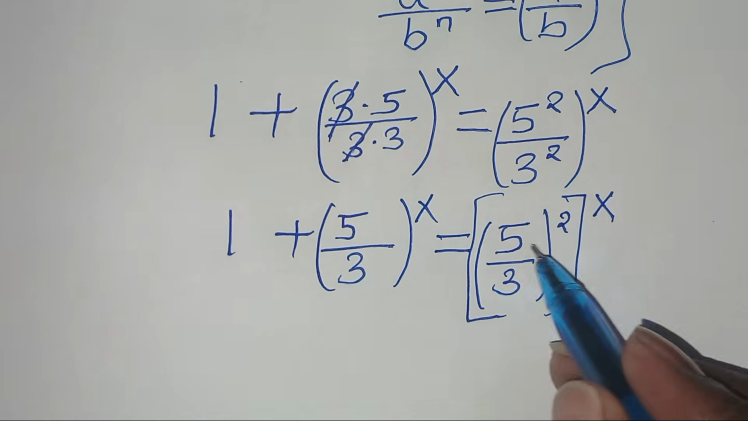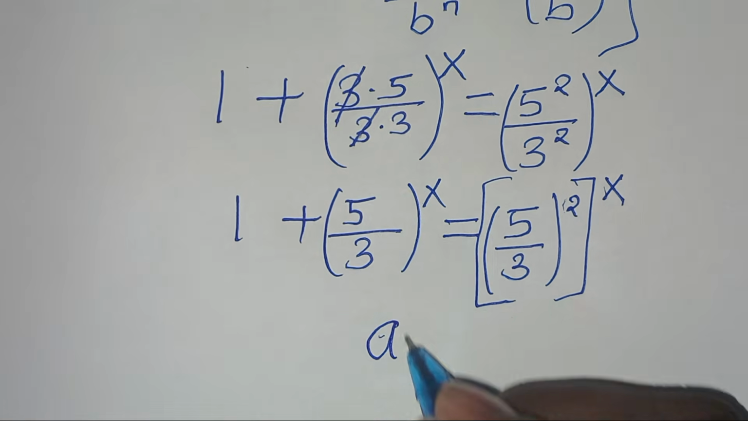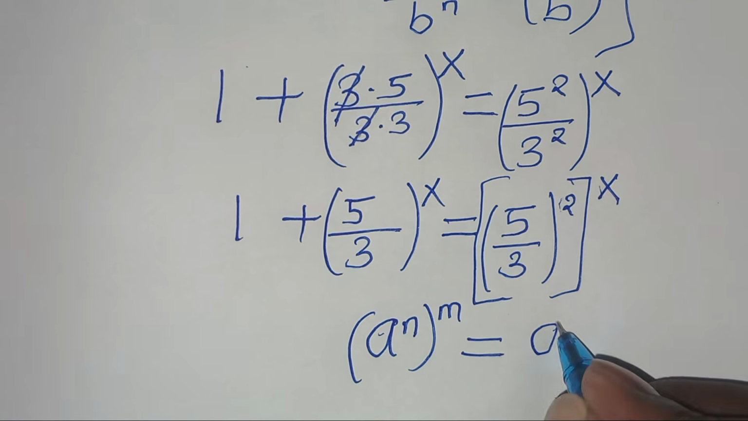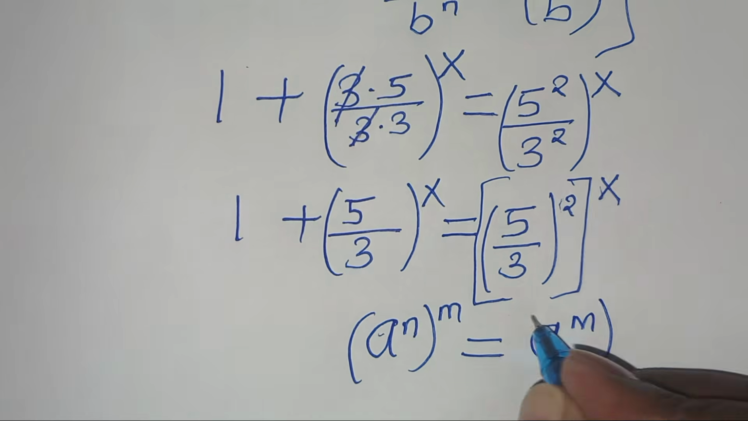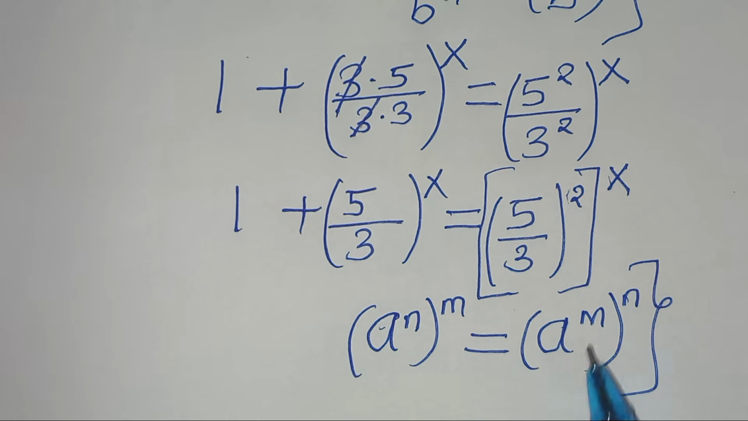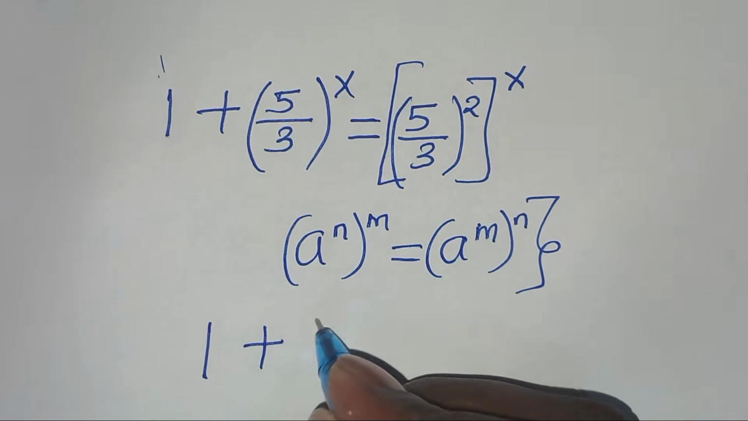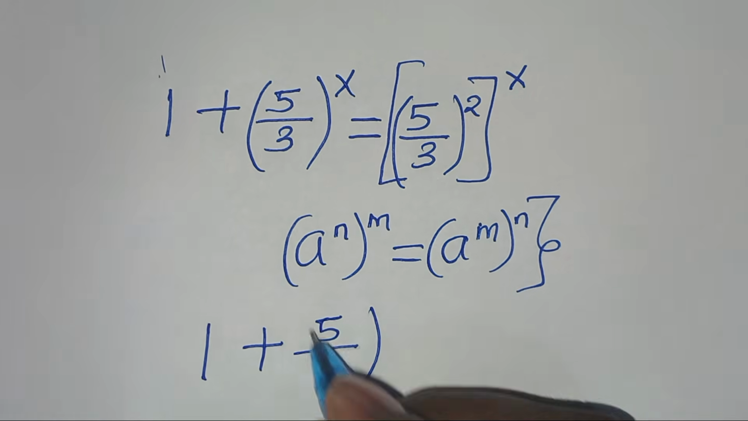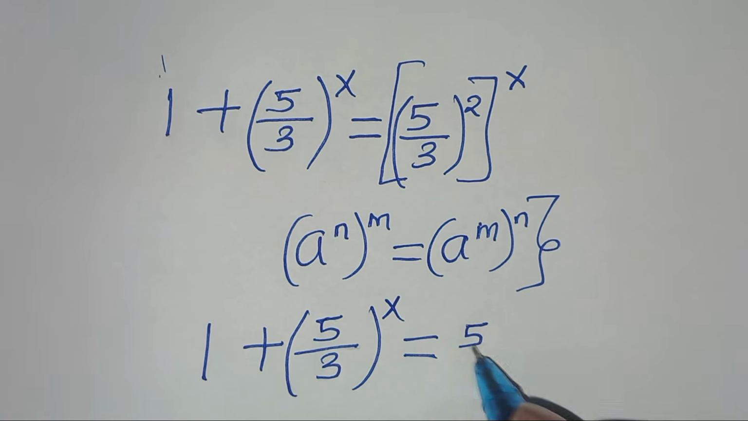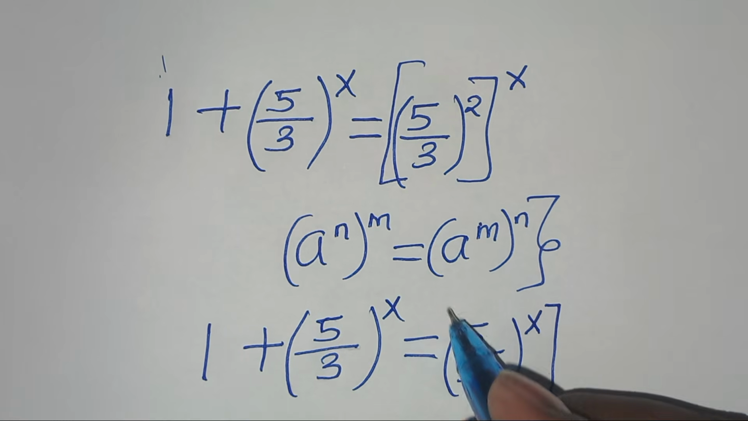The next step is that 5 over 3 raised to the power of 2 raised to the power of x is in the form of a to the power of n raised to the power of m, which we can express as a raised to the power of m, then raised to the power of n. So let's apply this property. Here we have 1 plus 5 over 3 raised to the power of x, equal to 5 over 3 raised to the power of x, then raised to the power of 2.